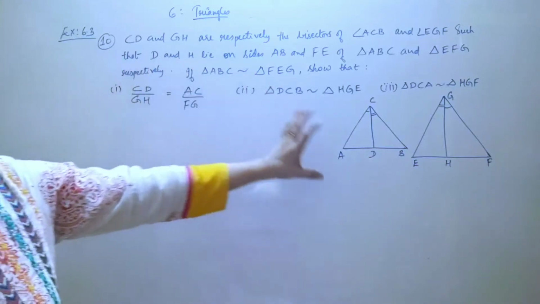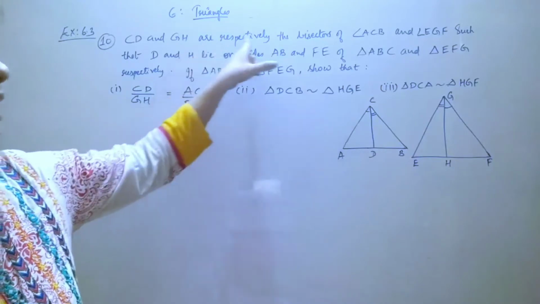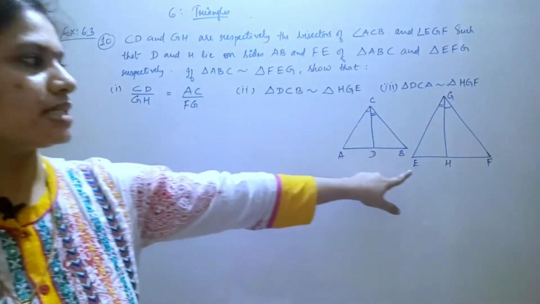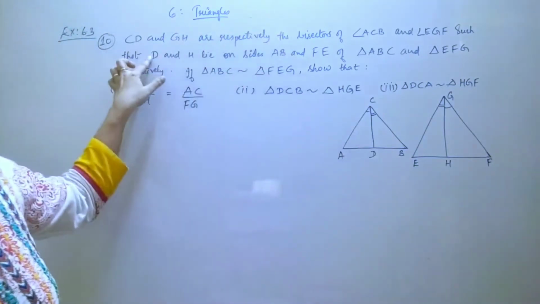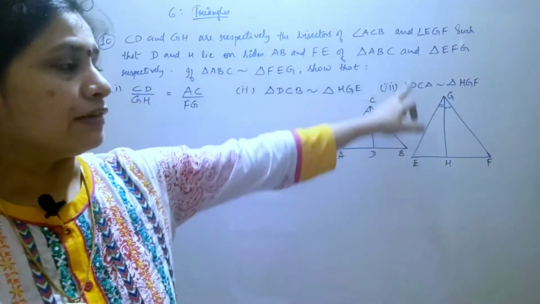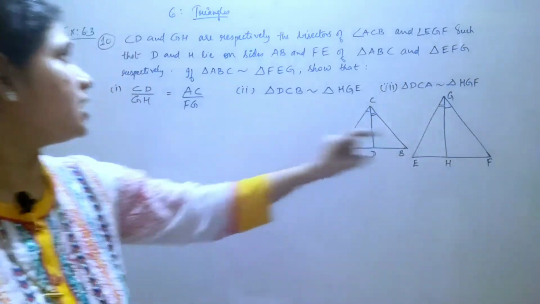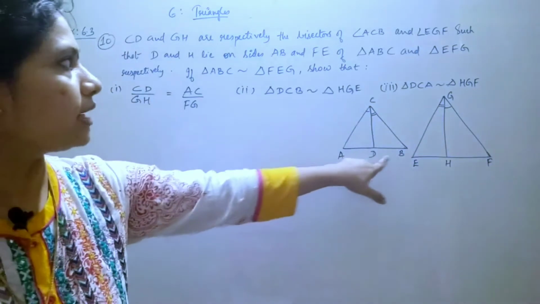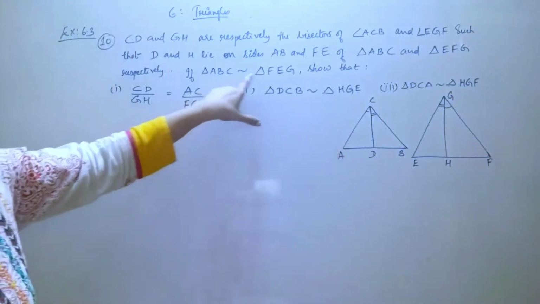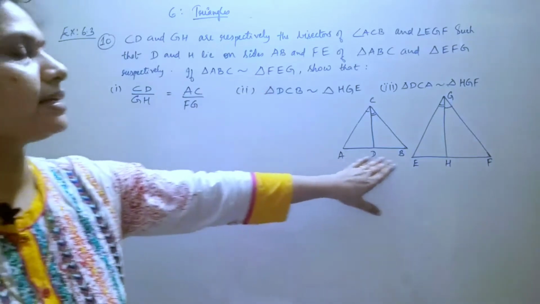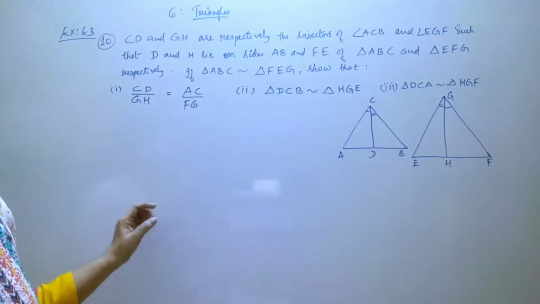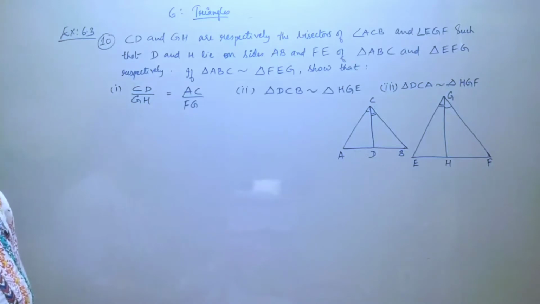Now we need to draw the figure because they have given the explanation. We have to draw two triangles, ABC and EFG, with CD and GH as the angle bisectors of ACB and EGF. D is lying on AB, and H is lying on EF. This much you have to draw. Now the concept given is that these two triangles are similar. From the similarity concept, what will you get? The corresponding angles are equal and the corresponding sides are proportional. So from there we start.